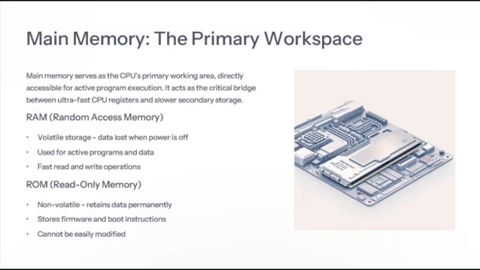The next slide, the main memory. What is main memory? It is the primary workspace. The main memory acts as the CPU's main workspace, connecting fast registers and slower storage. It comes in two main types: RAM and ROM. RAM is volatile. It loses the data when power is off, and it is used for running the active programs. ROM, on the other hand, is non-volatile, and it stores the firmware and boot instructions permanently. Together they ensure the computer can start up and run applications very efficiently.